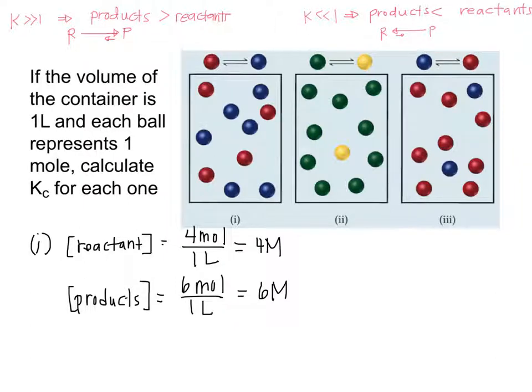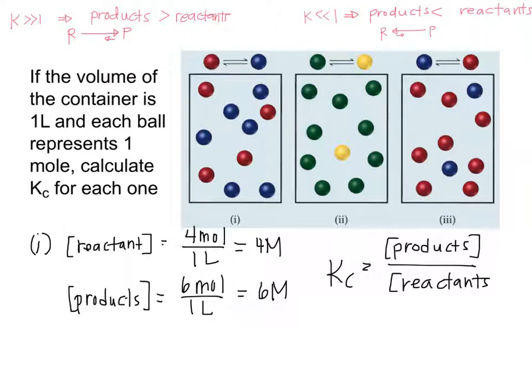Therefore, there's 6 molar concentration of the products. And if we find the Kc, my mistake, I mean the concentration of the products divided by the concentration of the reactants, which is 6 divided by 4, which is equal to 1.5. And since this is 1.5, that is greater than 1, this does show that the reaction goes forward to the products more than the products going to the reactants. So this is shifting towards the right.